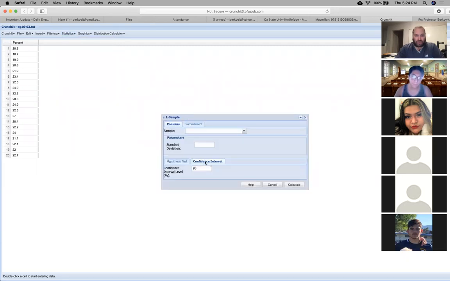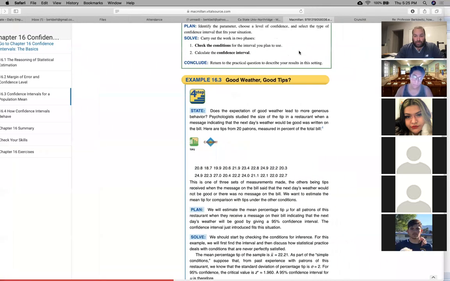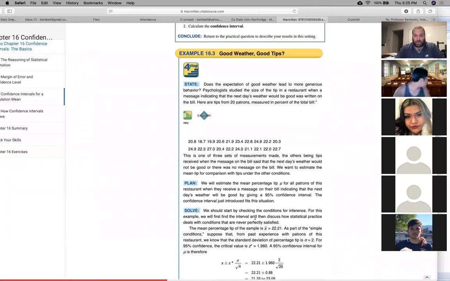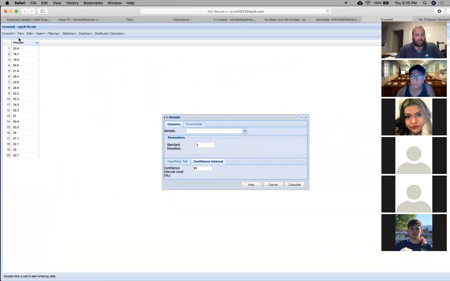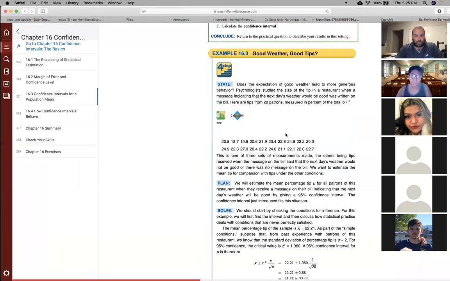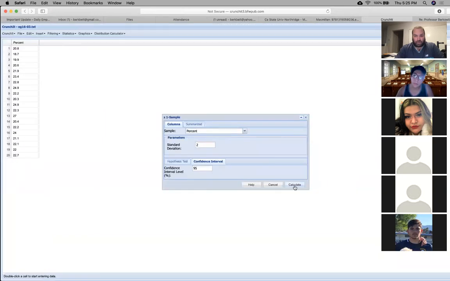So then I went to confidence interval, put in 95%. Remember the rules, we have to know the standard deviation. So here, it says right here, we know from past experience that sigma is 2. So they know it. I didn't know it, but they know it. And I'm going to use my sample labeled as percent. And then I'm going to hit calculate.